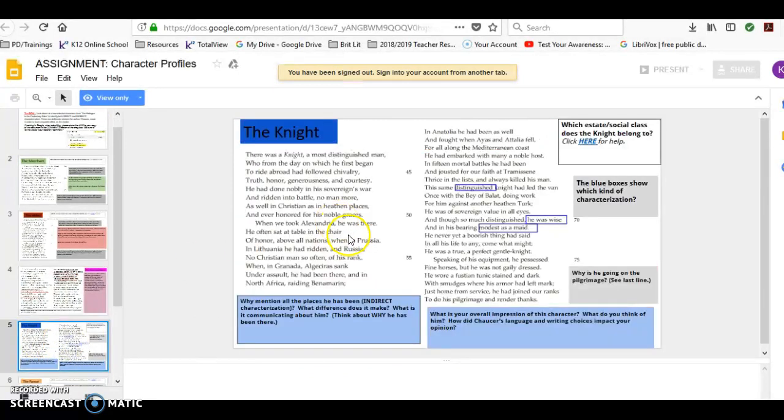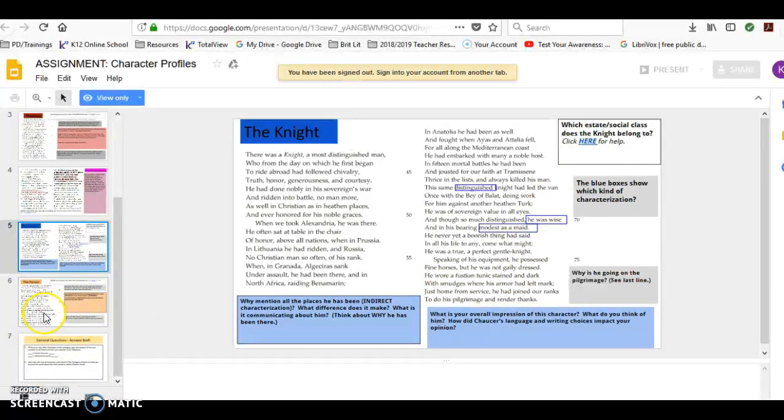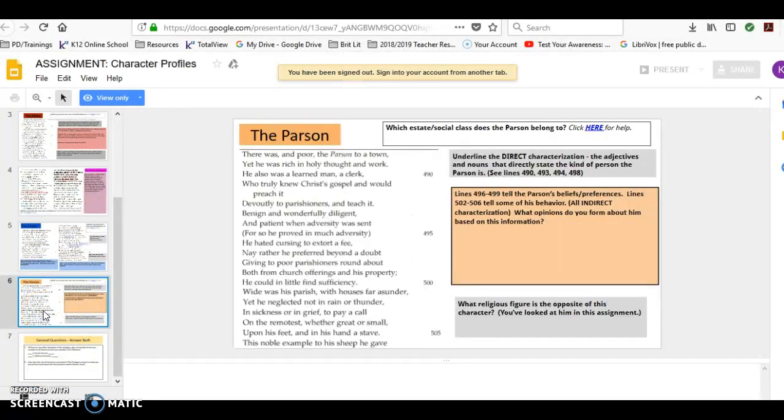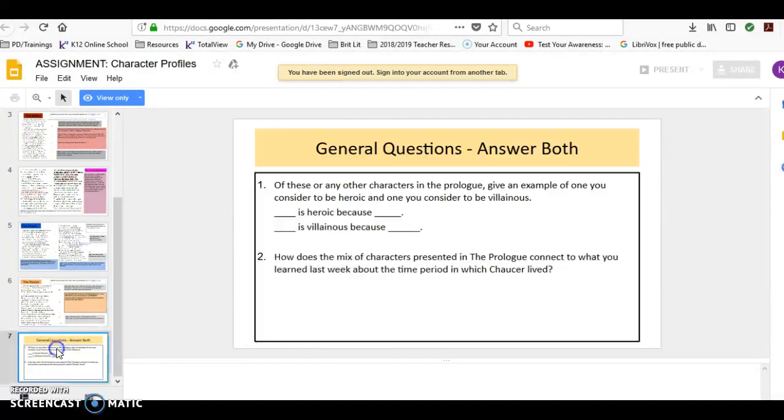Then you're going to discuss the knight, and you'll go over the characterization of the knight. Again, you have 5 questions on this slide. Additionally, there is the parson, and you'll answer questions about his estate and the direct and indirect characterization. Finally, there's some general questions I want you to answer.